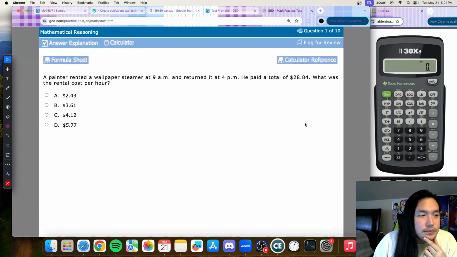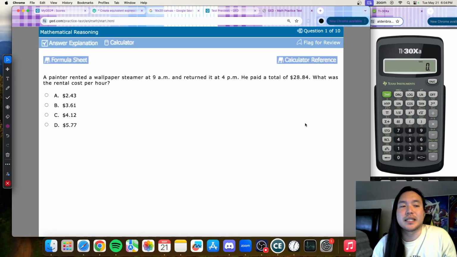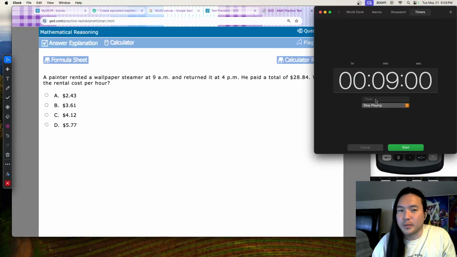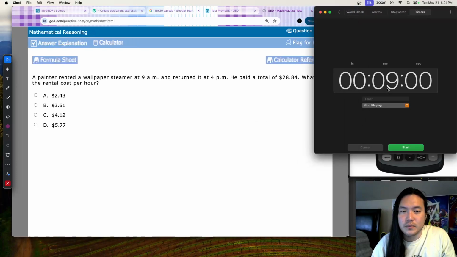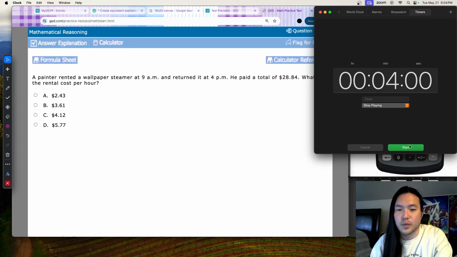So here we have a question. A painter rented a wallpaper steamer at 9 a.m. and returned it at 4 p.m. He paid a total of $28.84. What was the rental cost per hour? Feel free to use a calculator. Obviously, you need to figure out how long we rented the steamer. And once you figure out the number of hours, hopefully you can figure out the cost per hour, right? I'll give you 4 minutes to do this problem, and then we'll go over it together. Hopefully most of you will finish well ahead of 4 minutes.